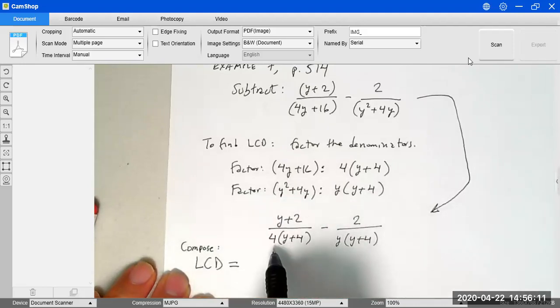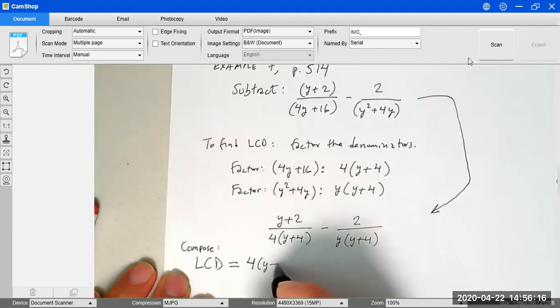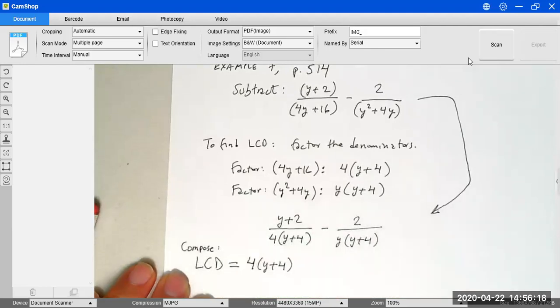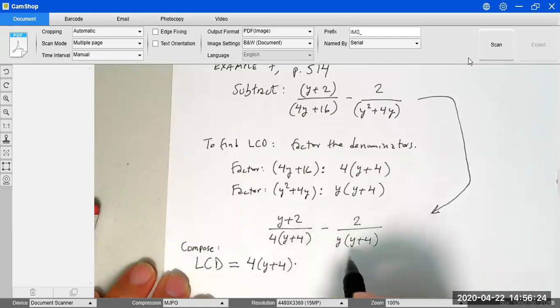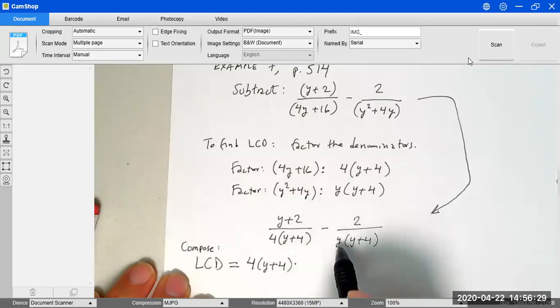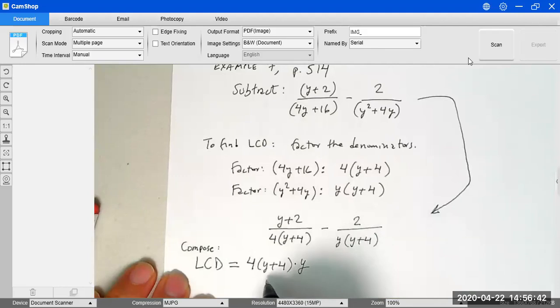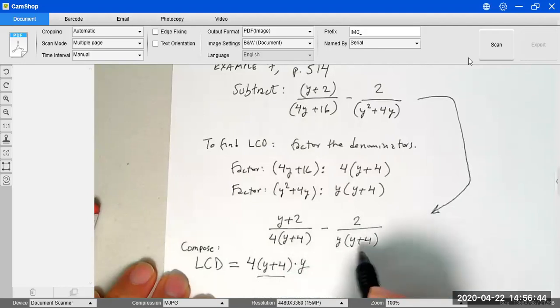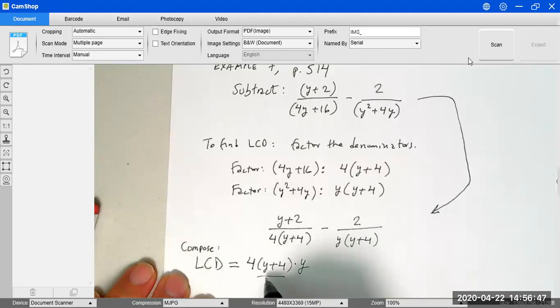So you start again with the denominator from your first rational expression. And then you're going to multiply by any other factor that is not present already here. So is y present here as a factor? No. I'm going to use y here. Is y plus 4 present here as a factor? Yes, it is. It's already here. So we don't need to include this y plus 4 because it's already here.